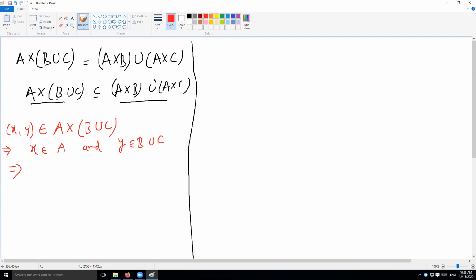But this "and" is not intersection. You have to keep that in view. This "and" is the cross product "and", okay? Or put a comma in between, it doesn't matter. So X belongs to A and Y belongs to B union C, which means Y belongs to B or Y belongs to C.